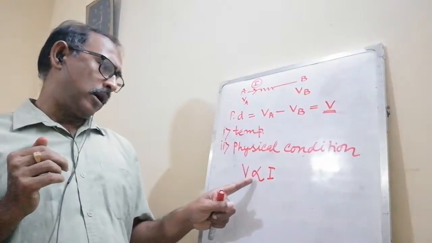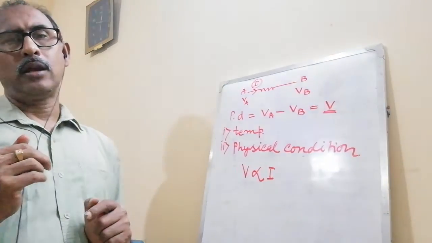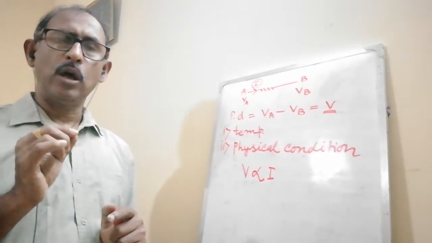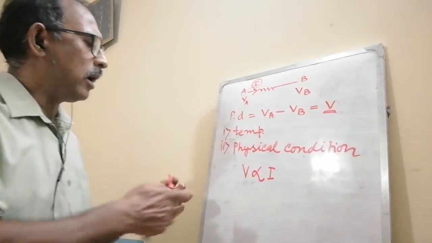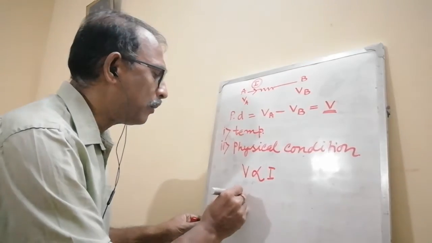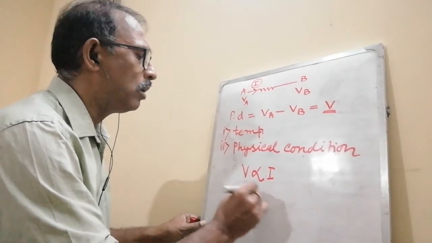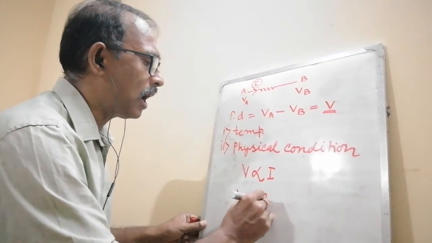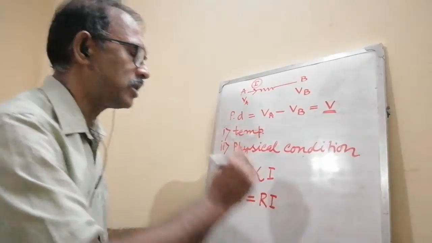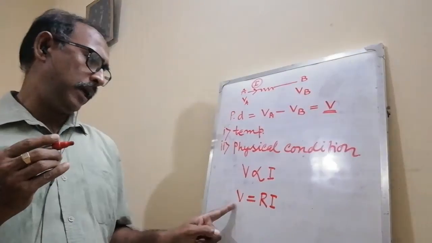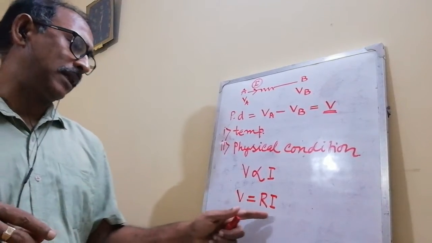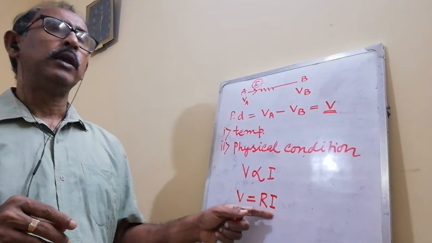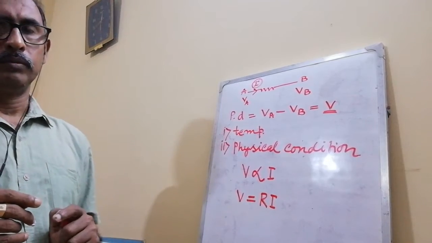We know that to remove the proportionality sign, we get an equal sign and a constant. That means V is equal to some constant times I. Here we take R as the constant. So V is equal to RI. This is the mathematical equation for Ohm's law.